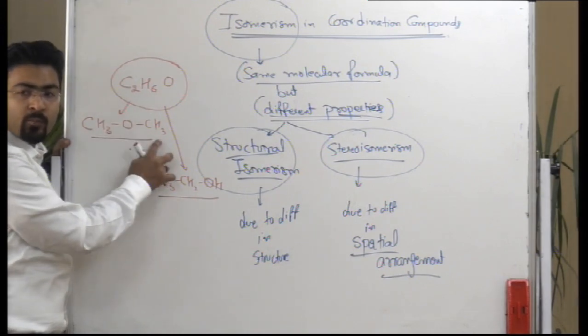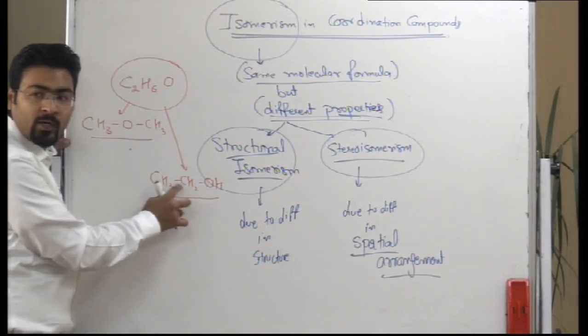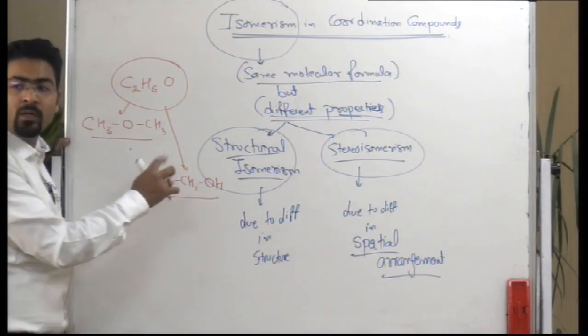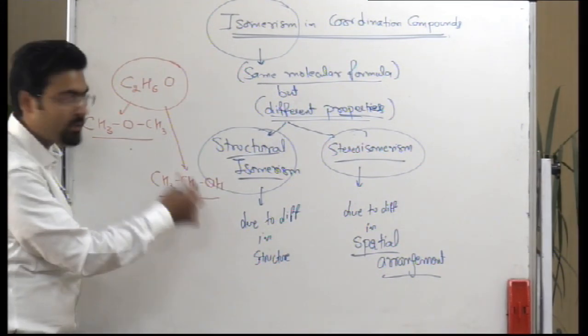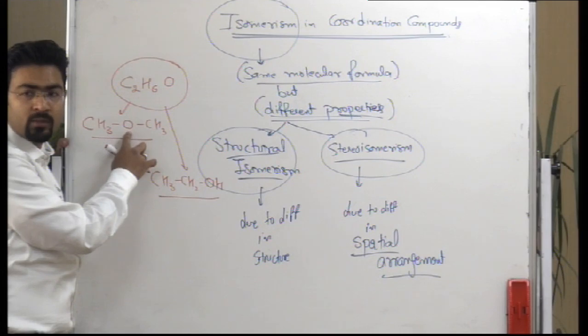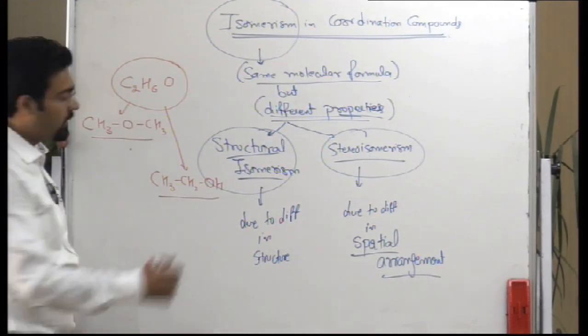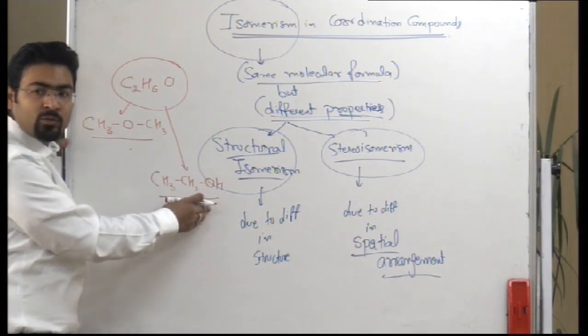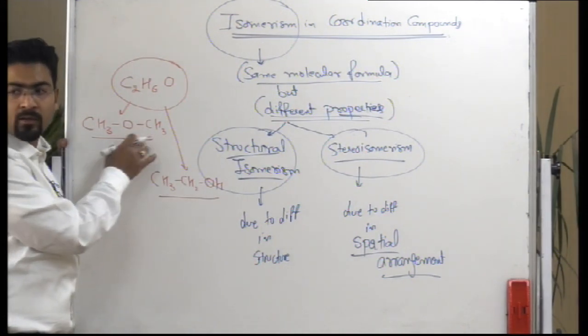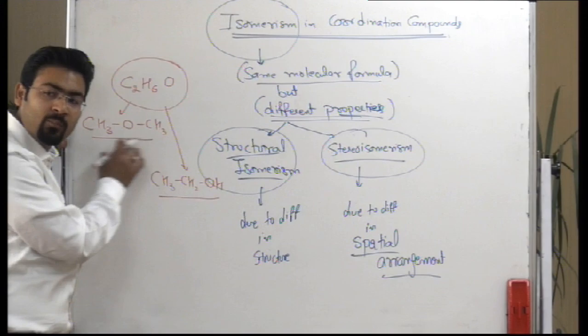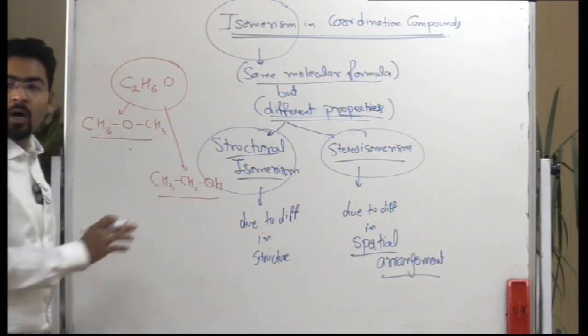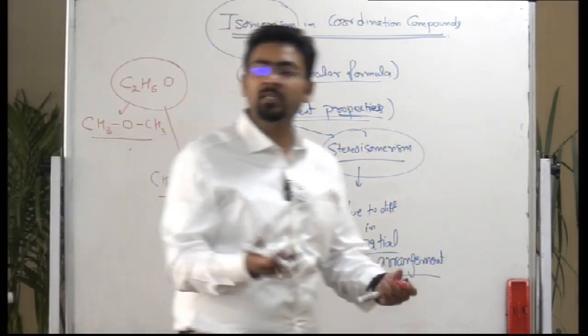No carbon atom is bonded to another carbon atom. Here carbon atoms are bonded to each other. An oxygen atom is bonded to only one carbon atom and also with one hydrogen. Here it is not bonded to hydrogen. That's why it does not have acidic hydrogen, and this has acidic hydrogen. Because of the same reason, it shows hydrogen bonding, and this does not show hydrogen bonding. So there's a drastic difference in their properties, because how one atom is bonded to another has changed drastically.